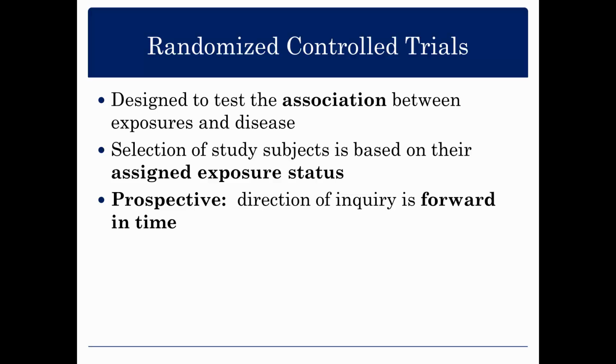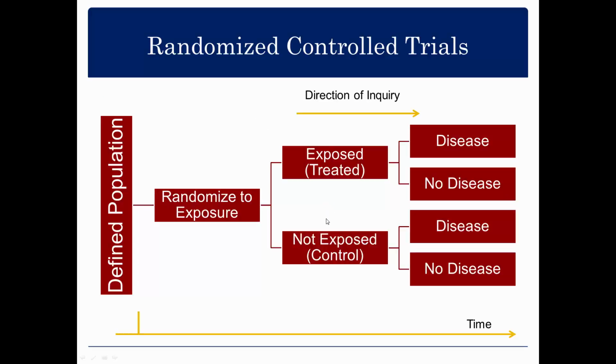So I'm going to randomly select subjects and assign them to treatment A or treatment B, or exposure A or exposure B, and follow them forward in time to see what their eventual outcome of interest ends up being. This looks an awful lot like the cohort study, only now we exert control over their exposure.